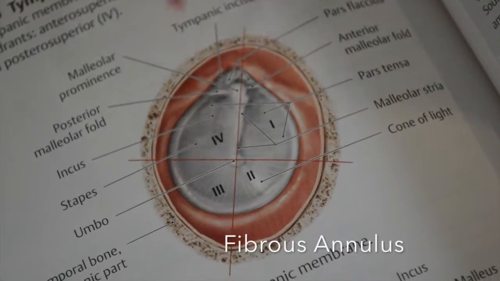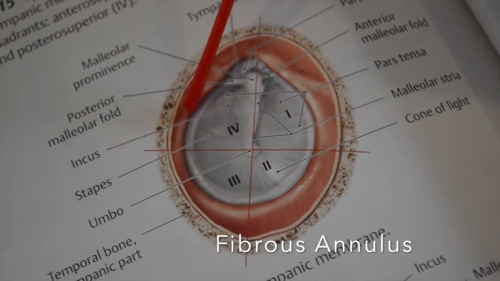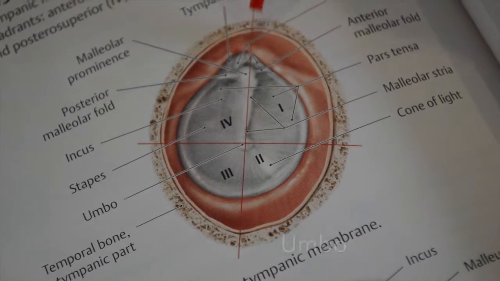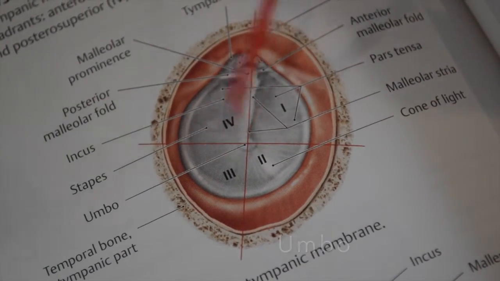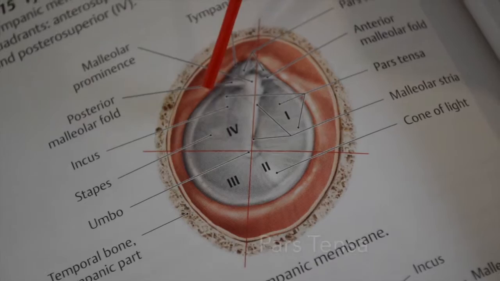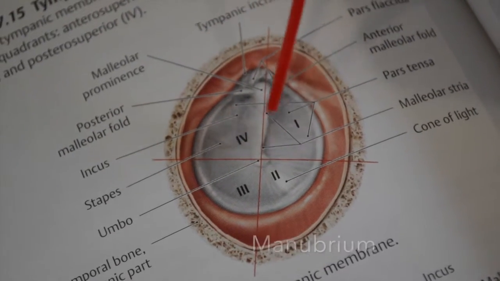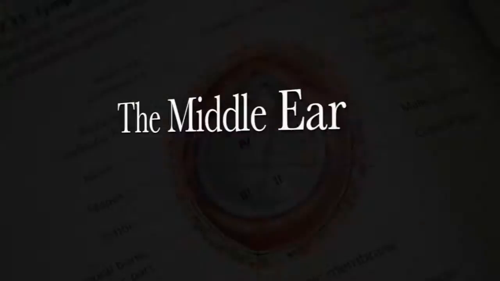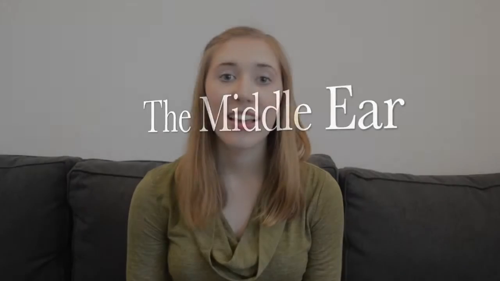The fibrous annulus goes along the outside of the tympanic membrane. There is also the umbo, the pars flaccida, the pars tensa, and the manubrium. The middle ear is most sensitive to lower frequencies between 800 and 1500 Hz.